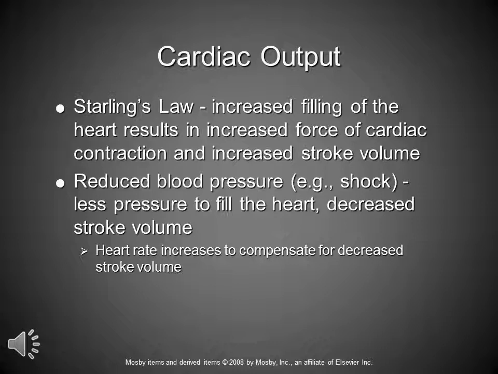Reduced blood pressure, such as in the case of shock, means there's less pressure to fill the heart. We will have a decreased stroke volume. The heart rate frequently increases to compensate for the decreased stroke volume. So if the amount of blood going into the heart drops, the heart rate is going to increase to try to make up for that. The tissues out there are screaming for blood, oxygen, nutrients, and so the heart's going to try to work as hard as it can to compensate for that and to increase cardiac output.